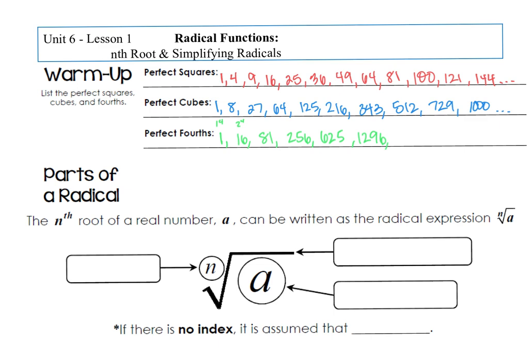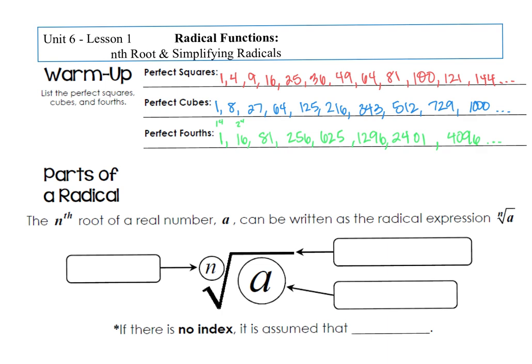Notice our numbers get really big a lot faster, because when you multiply things by themselves more times, it's going to make a much bigger number faster. 7 to the 4th power is 2401, 8 to the 4th is 4096, and they go on and on. All right, we're going to use those when we simplify our radicals. So let's go over and label the parts of a radical.